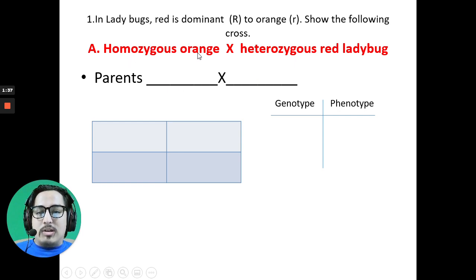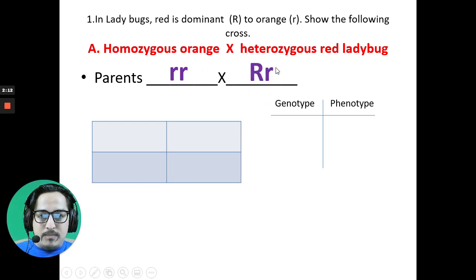Okay, homozygous orange. We need to remember that homozygous is when you have 2 letters that are the same, right? So in this case, you're going to have 2 letters that are the same, and then it says orange. Well, looking at the top here, orange is lowercase r. So 2 lowercase r's goes here. This is the same as this top one. Now, heterozygous red. Okay, heterozygous means that they're different. So 1 capital, 1 lowercase. And then it says red. So red means capital R, right? Because red is dominant. So that's how you end up with this, right?